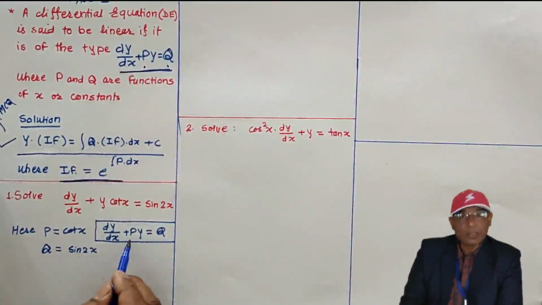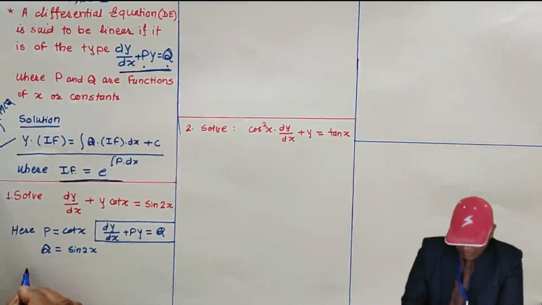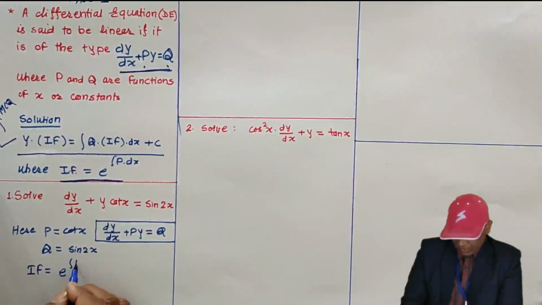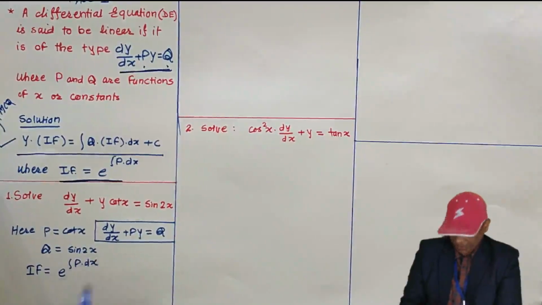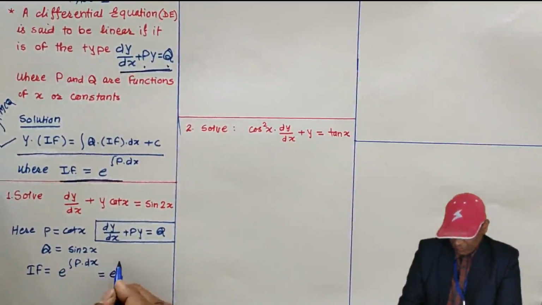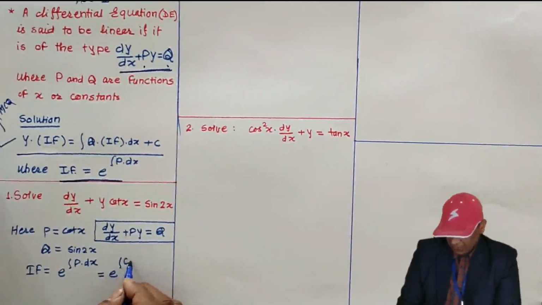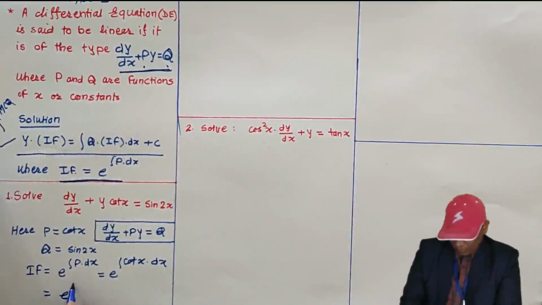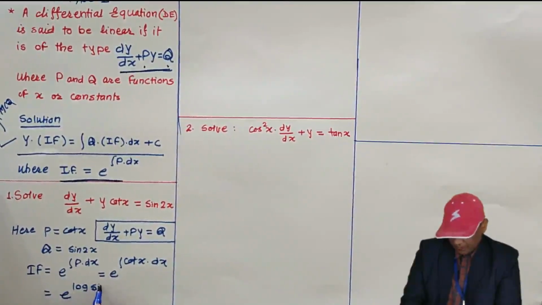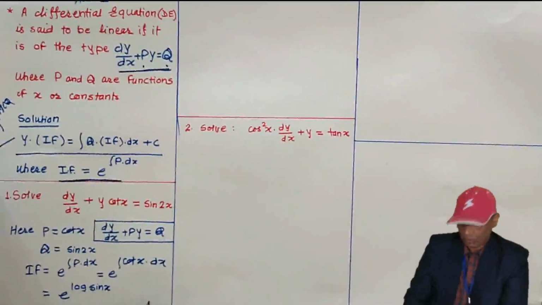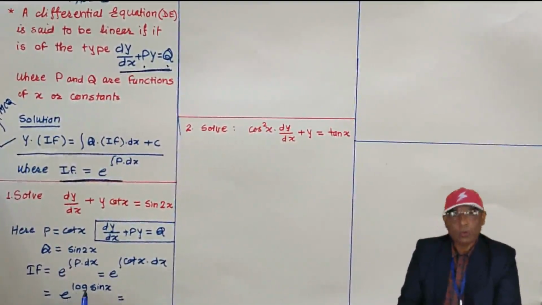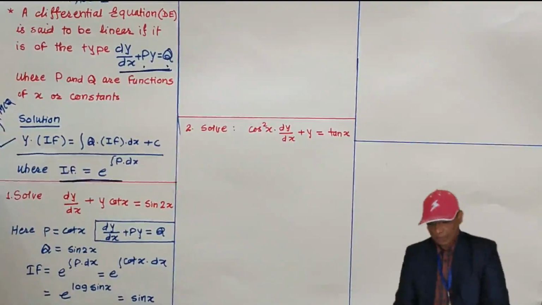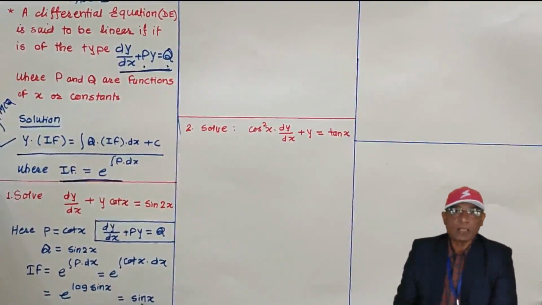Now, once the type is recognized, I am going to find the integrating factor. Integrating factor is e to the power integration of p, and that integration we have to carry out with respect to x. P is cot x. Integration of cot x is log of sin x. This equals e to the power log of sin x, which will be sin x. So this is integrating factor.